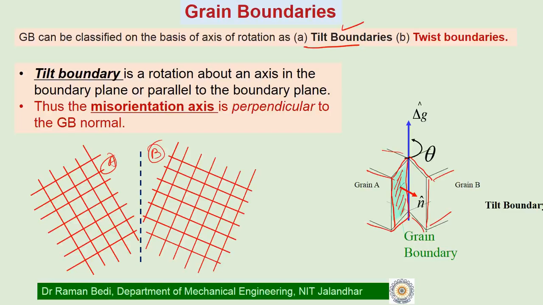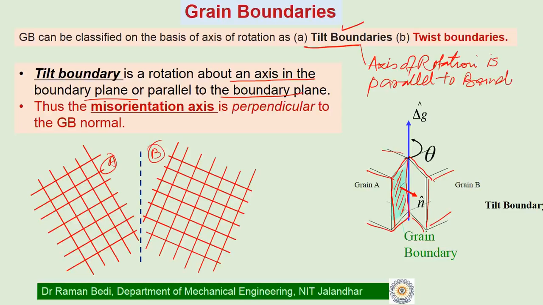So a tilt boundary is actually obtained when the rotation of the two grains is about an axis in the boundary plane or parallel to the boundary plane. So in the case of a tilt boundary, the axis of rotation is parallel to the boundary plane or in the boundary plane. So this is your boundary plane and this green one is your axis of rotation.